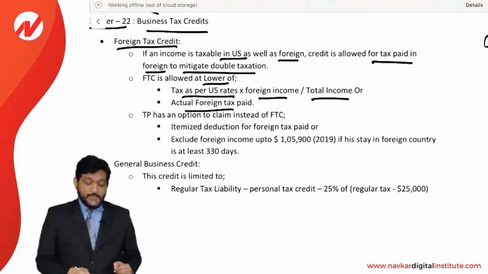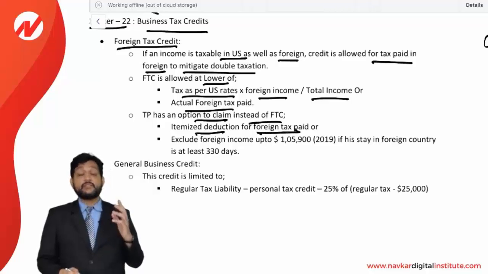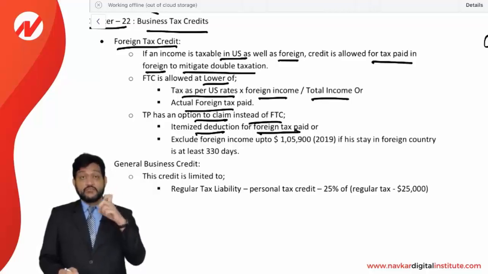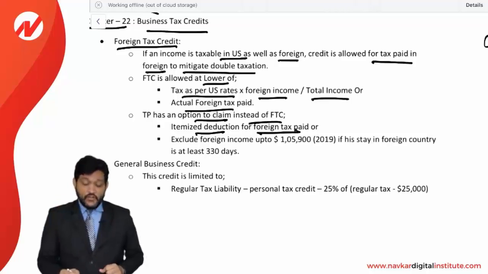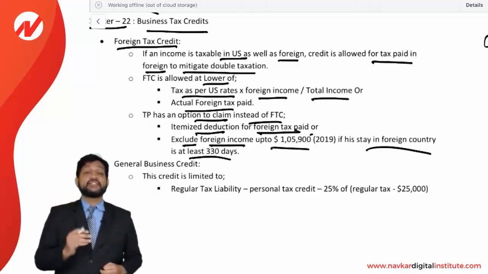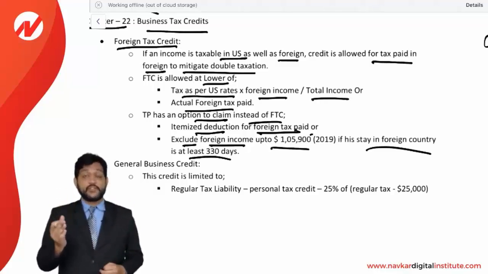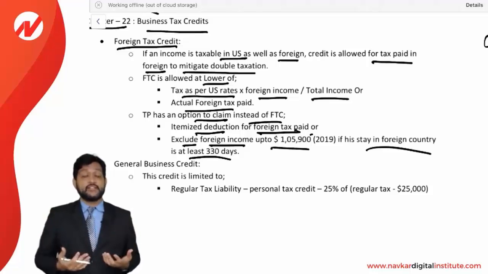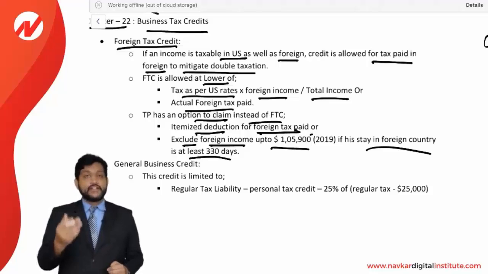Okay, taxpayer has an option to claim, instead of FTC, an itemized deduction for the foreign taxes paid. As we have seen in the itemized deduction, there is a tax column. So in that you can get FTC, or exclude foreign income up to 1,05,900 if we stay in the foreign countries at least 330 days. This discussion we have also made at the time of taxability of foreign income. So it is having an option. Either he can claim FTC, or he can claim itemized deduction, or he can claim exclusion of the foreign income up to 1,05,900, provided the condition is fulfilled, that is stay in the country is more than 330 days.